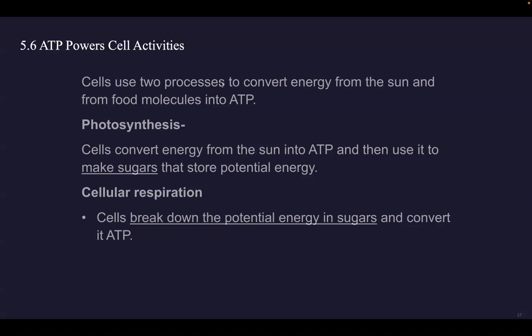Cells use 2 processes to convert energy from the sun and from food molecules into ATP: photosynthesis and cellular respiration. In photosynthesis, cells convert energy from the sun into ATP and then use it to make sugars that store potential energy. In cellular respiration, cells break down the potential energy in sugars and convert it to ATP. So in photosynthesis, we are converting energy to store it as sugars. And in cellular respiration, we are breaking down the potential energy in sugars and converting it to ATP.